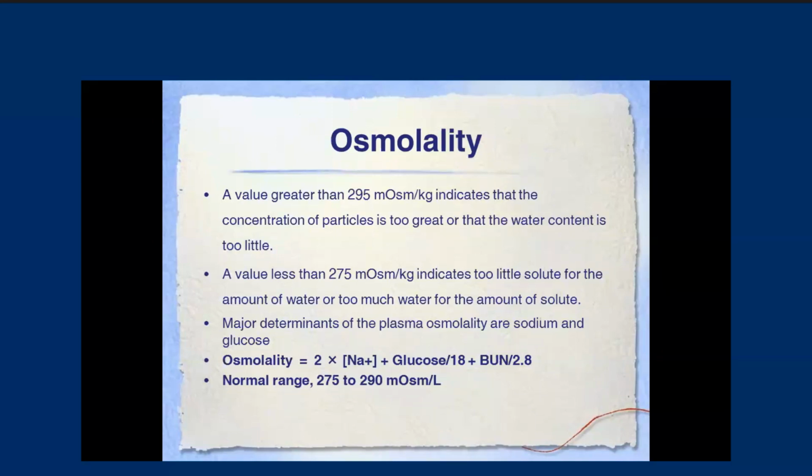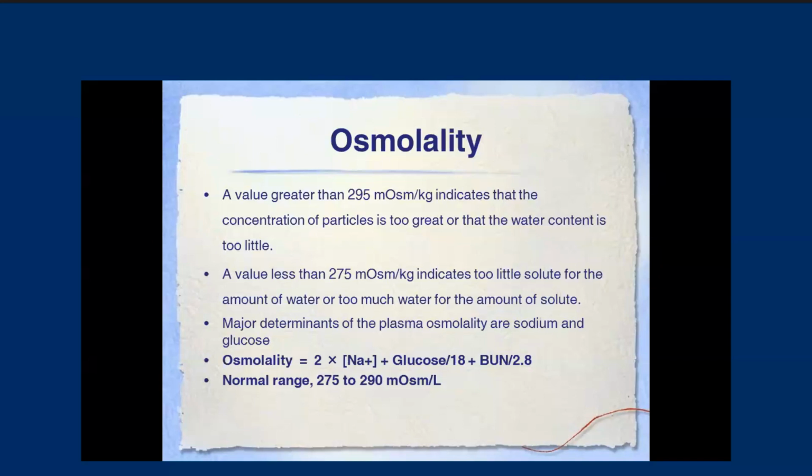So as the amount of water increases, the osmolality drops. As the amount of solute increases, the osmolality also increases, or as the amount of solute gets lower, the osmolality also gets lower. So the major determinants of the plasma osmolality are sodium and glucose, and we usually use the formula 2 times sodium plus glucose over 18 plus BUN over 2.8 to calculate osmolality.